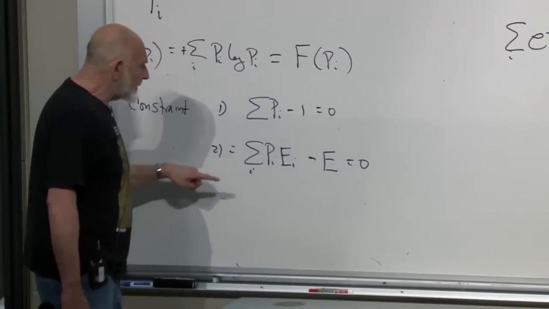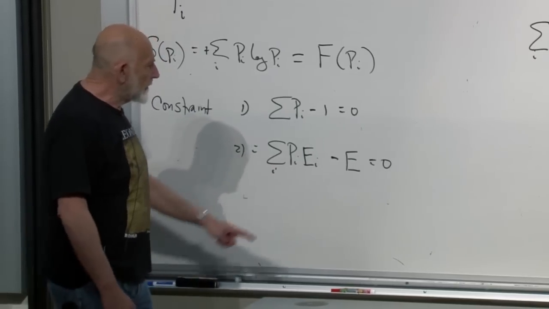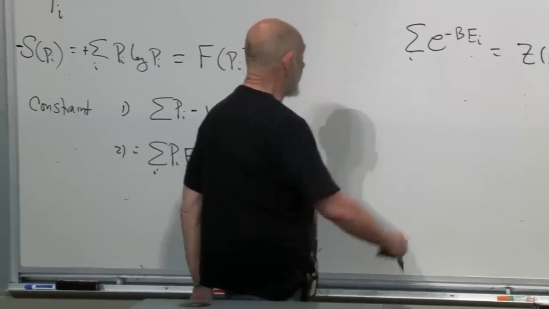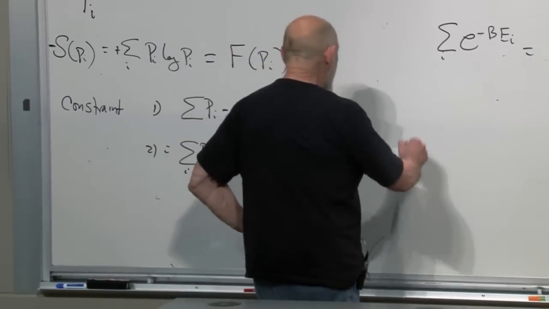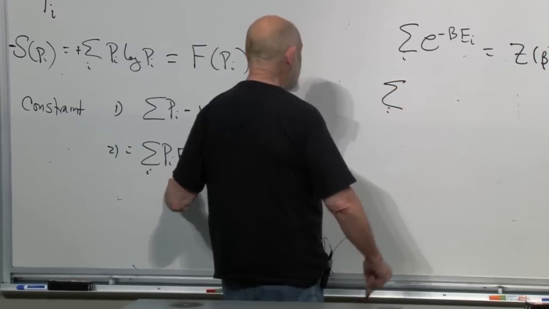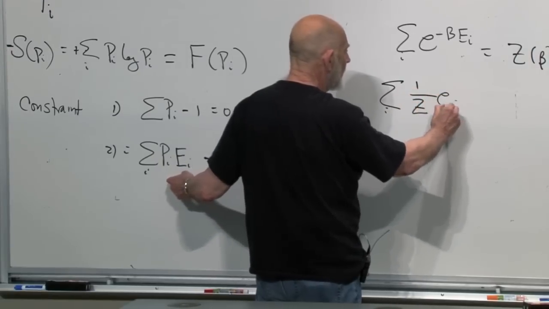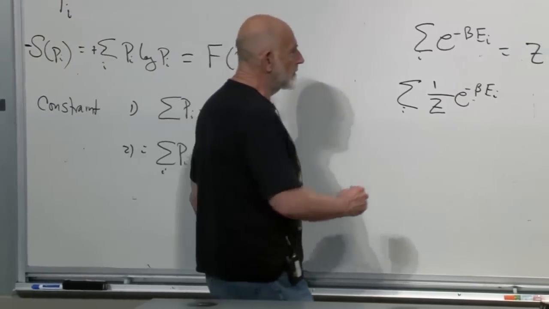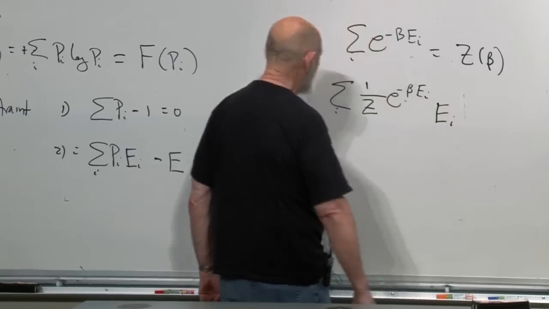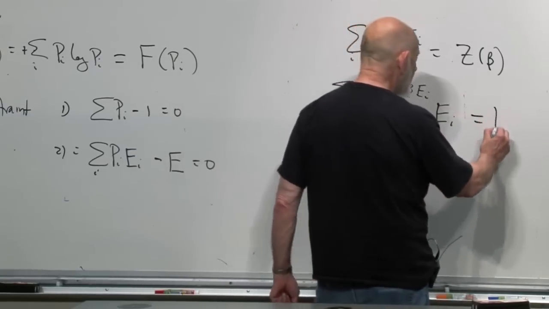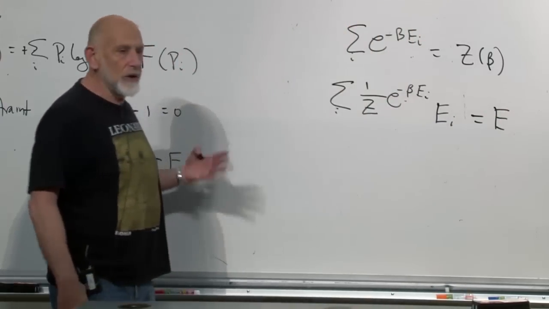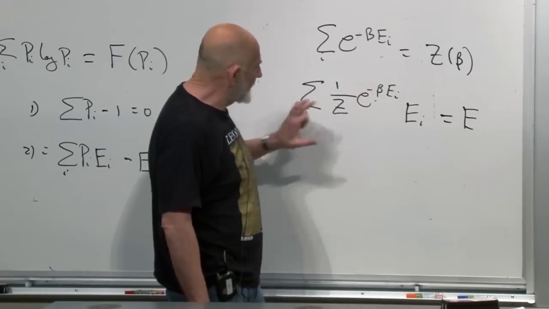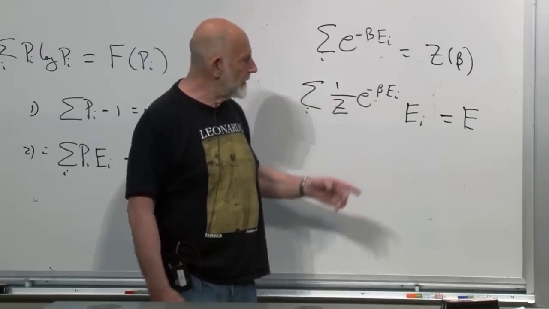Next equation. The summation of p sub I times E sub I is the average energy. Write that out. That's going to determine the other Lagrange multiplier. That's going to determine beta, basically. So let's work it out. We have the summation over I, p sub I is 1 over Z, e to the minus beta E sub I, that's p sub I, and now we multiply it by E sub I. That's equal to the average energy E. Supposing we've calculated Z, we know Z. The rest of this equation determines beta.